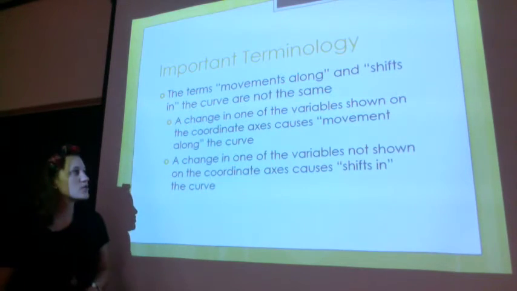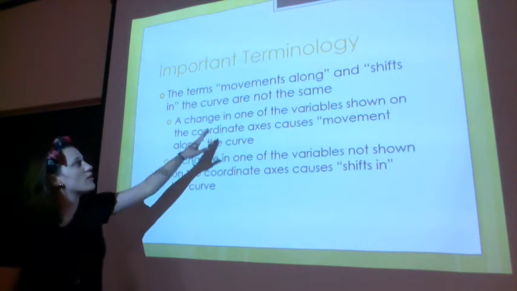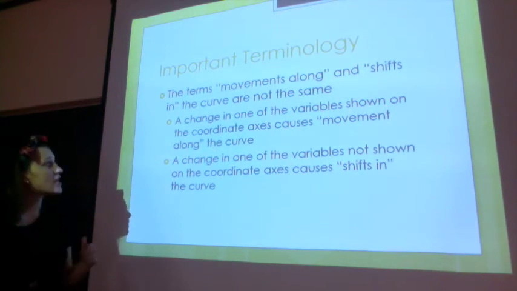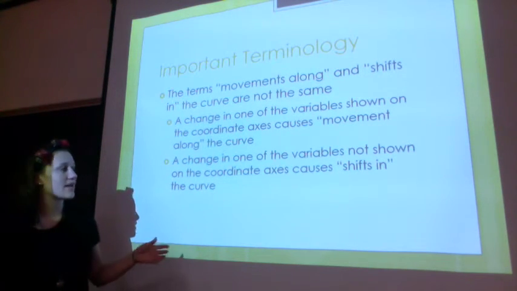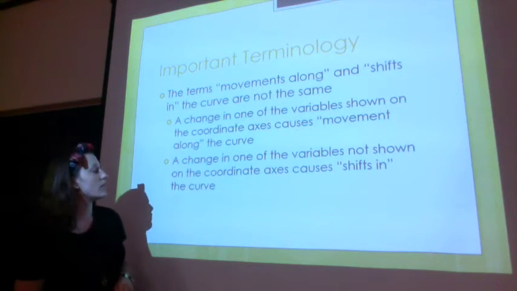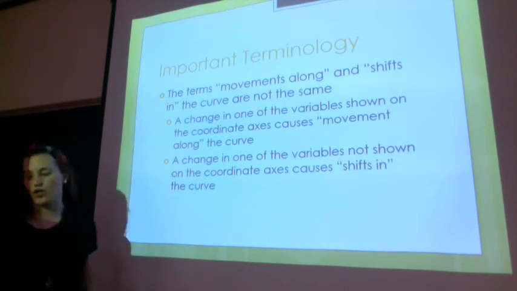There's some important terminology that goes along with this three-variable graph. These terms are movements along and shifts in the curves, and they're not the same. A change in one of the variables shown on the coordinate axes causes movement along the curve. On the other hand, a change in one of the variables that is not shown on the coordinate axes causes a shift in the curve.